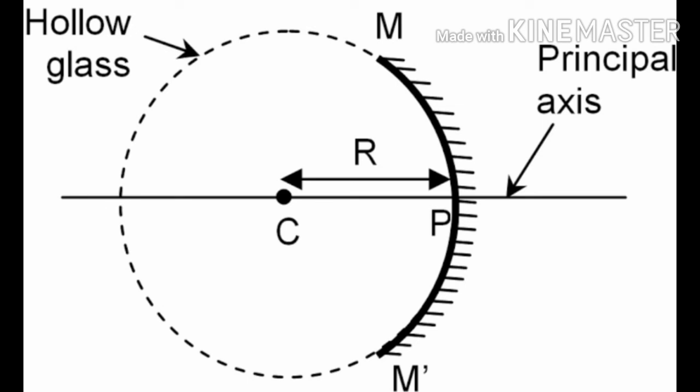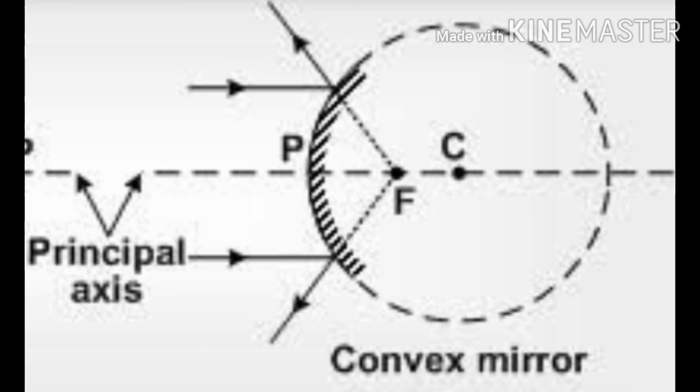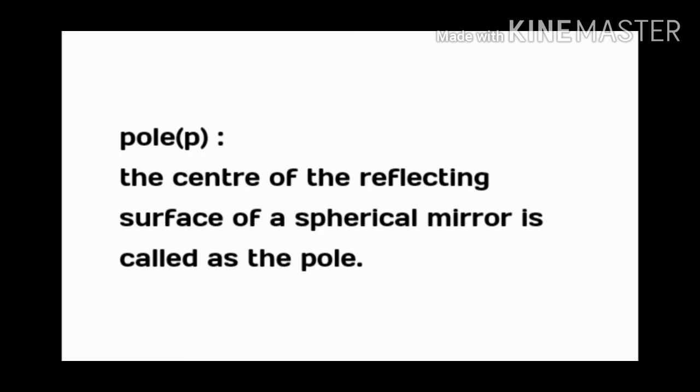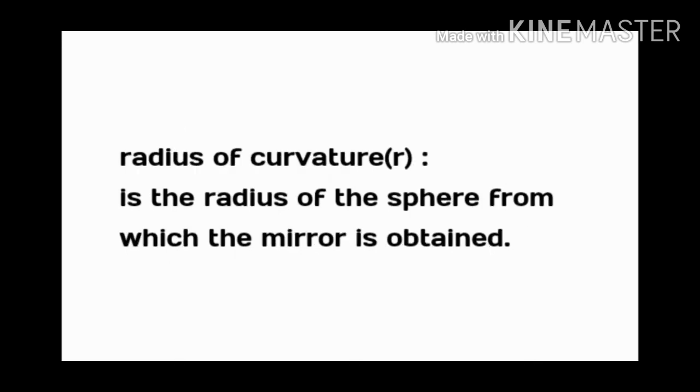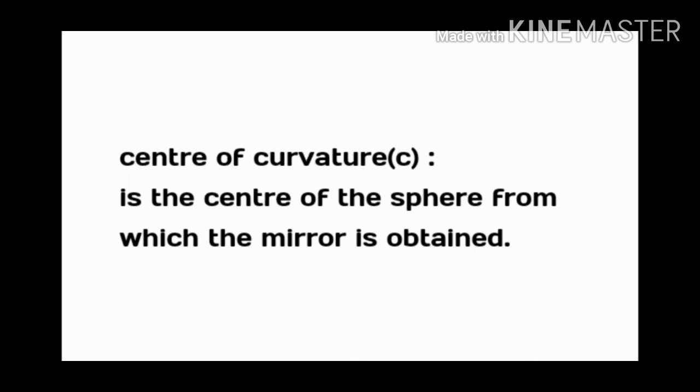So these are the basic terms related to spherical mirrors. First is the pole, the midpoint or center point of the spherical mirror. Capital P is the notation. Next, radius of curvature, the radius of the sphere from which the spherical mirror is formed. Capital R is the common notation. Then center of curvature, the center of the sphere from which that spherical mirror is formed. Capital C is the notation.